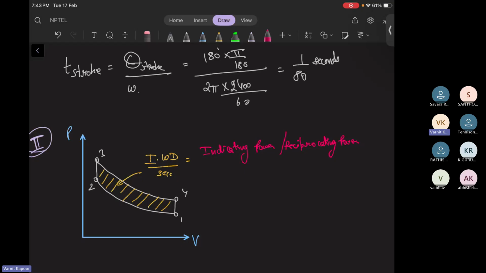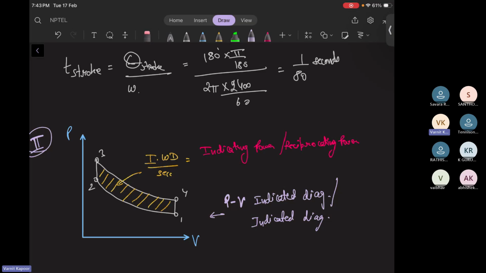So I can write here: PV diagram, indicated diagram, PV indicated diagram, or only indicated diagram also you can say.